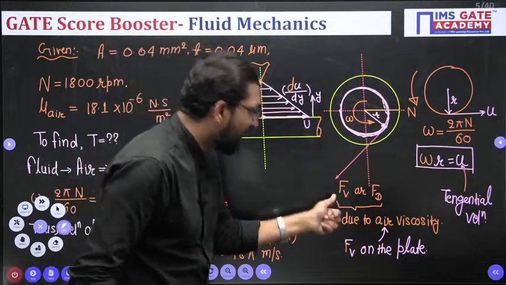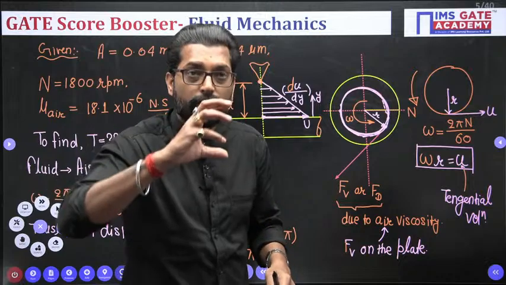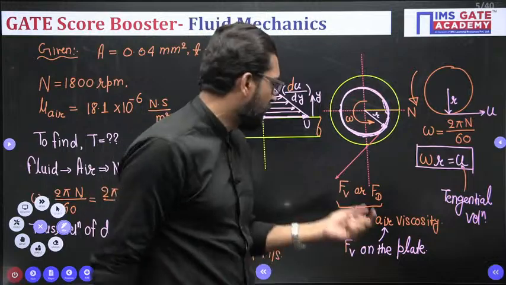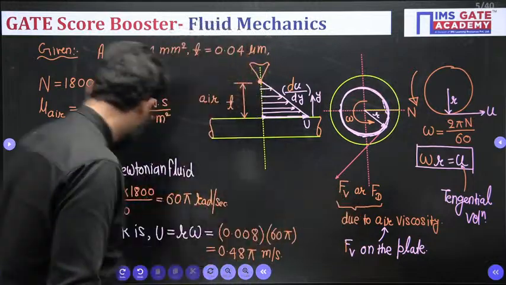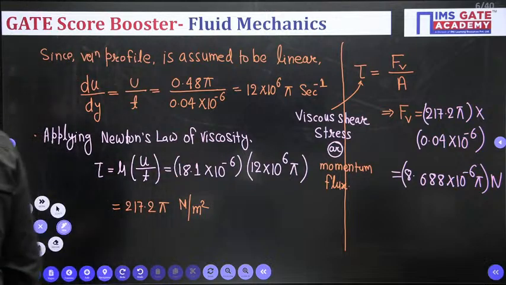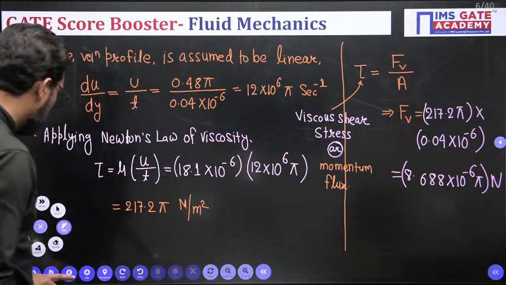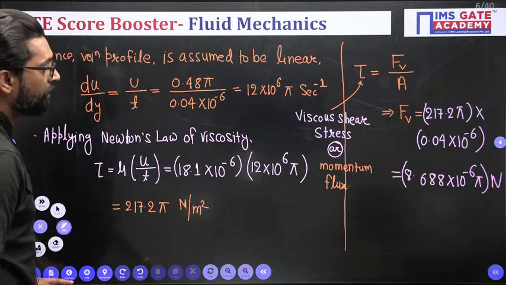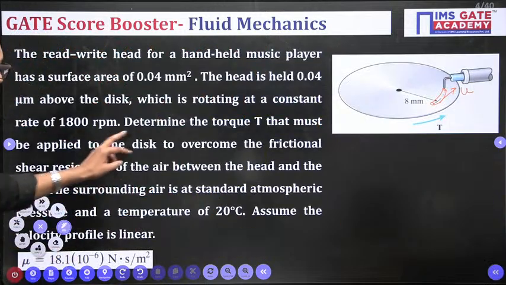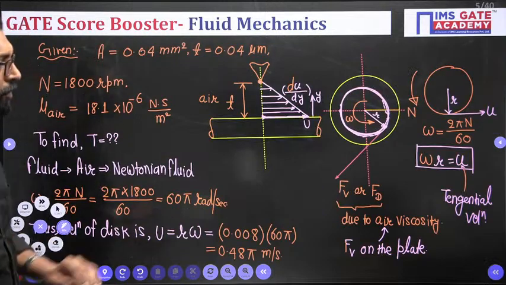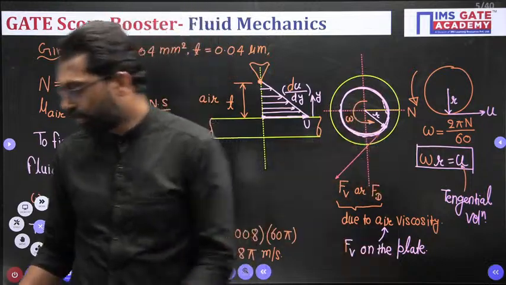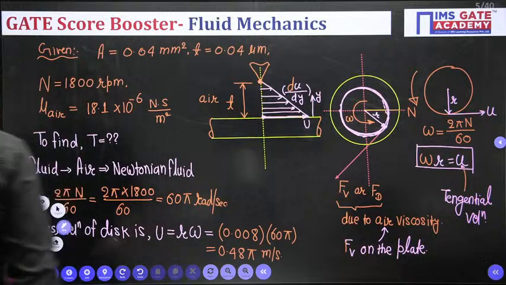Now to compensate this resistance, you require extra power. So the power rating of the motor you can easily find. Now once you have found the viscous force, they are asking to determine the torque. So how to find the torque? This viscous force into the radius is your torque.